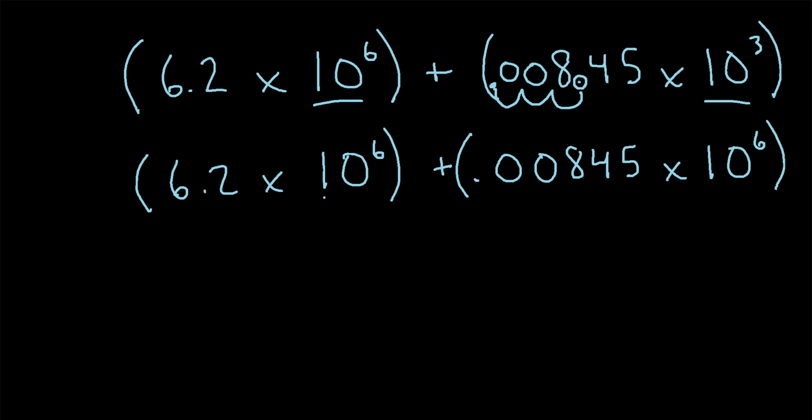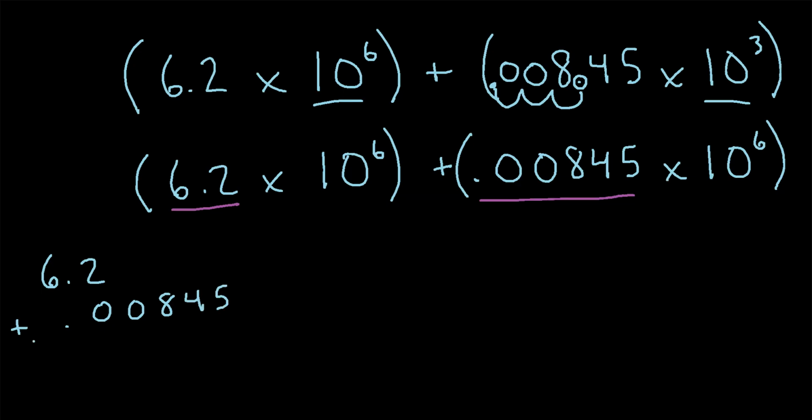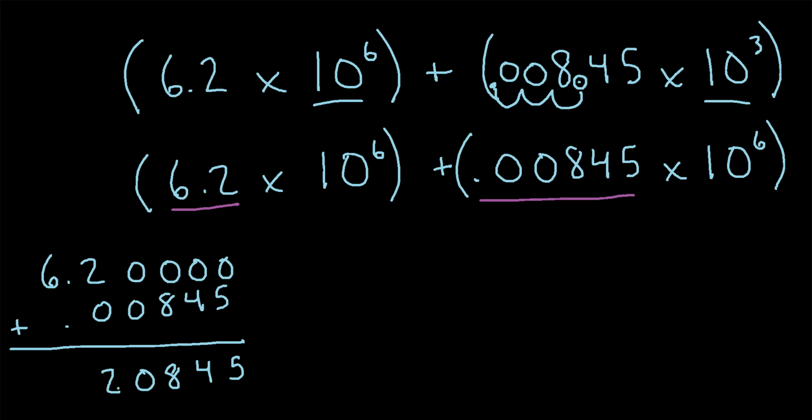And now we'll notice that the numbers with base 10 have the same exponent. So that means to get our final answer, all we have to do is add the coefficients together. So let's do that right here. We have 6.2 plus 0.00845. Now if we want, we can just fill in zeros up here to make the addition a little more obvious. So we have 0 plus 5 is 5, 0 plus 4 is 4, 0 plus 8 is 8, 0 plus 0 is 0, 2 plus 0 is 2, here's our decimal point, and then we have 6 plus nothing is 6.